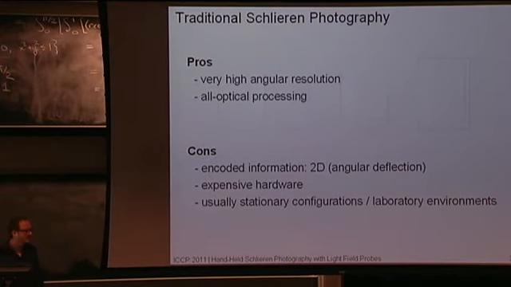The advantages of traditional Schlieren optics or Schlieren photography are that you get a very high angular resolution and that all the processing is done optically.